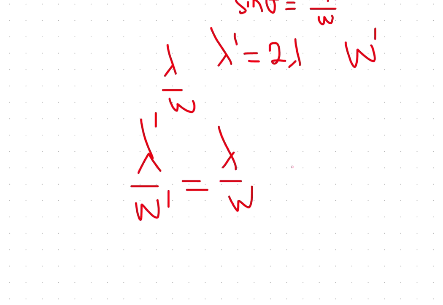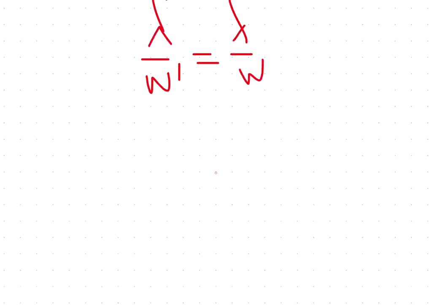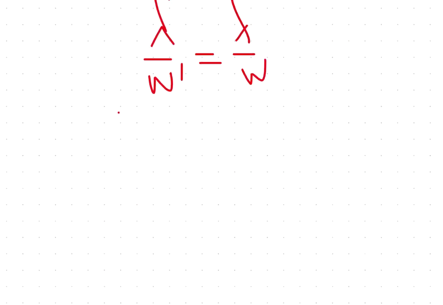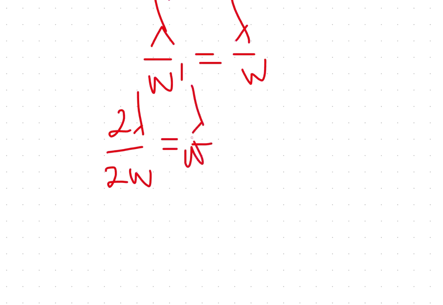So if we double the top of the fraction, the wavelength, we need to double the bottom of the fraction, the slit width, by the same factor so that the 2s cancel each other out. So that means 2 lambda over 2W is equal to lambda over W. So if our wavelength doubles to 2 lambda, the slit width W must also be changed to 2W.